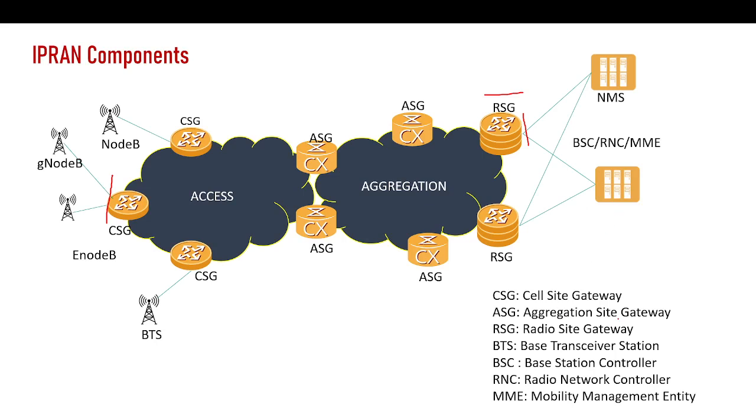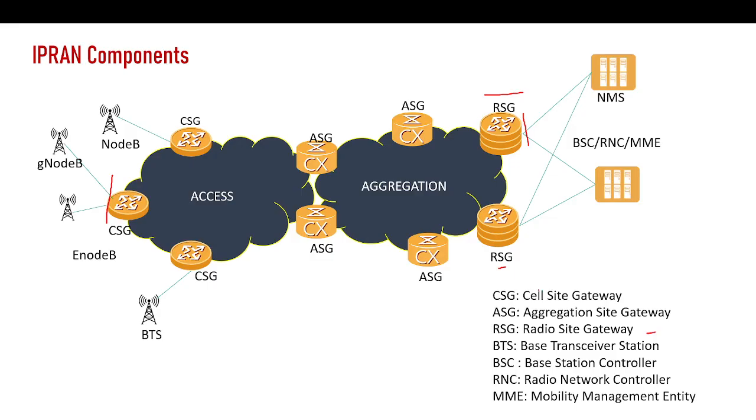And then we have the aggregation site gateway. This is the standard architecture, but of course there are some special scenarios. Let me first explain the standard architecture, then we can move deeper and see other scenarios that are available on the service provider networks. So we have the RSG. I've mentioned this is the radio site gateway.